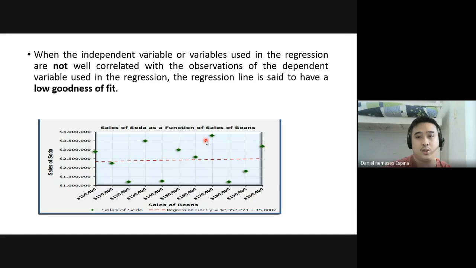If the independent variable or variables used in the regression are not well correlated, then the regression line that we have computed is said to have a low goodness of fit. So this is our regression line, but notice that the data points or the actual results are very far from the regression line. So it means there is low goodness of fit. It's also an indication that there is no relationship between the independent variable and the dependent variable.